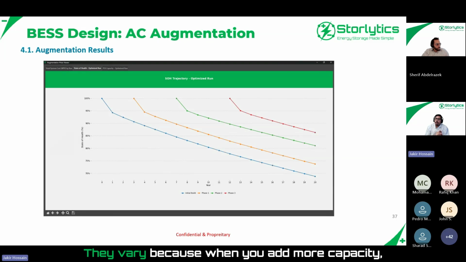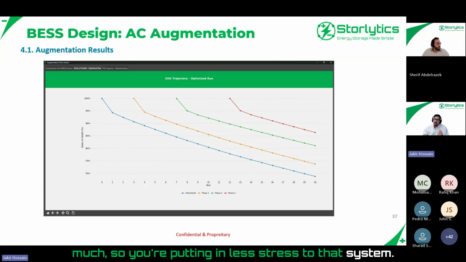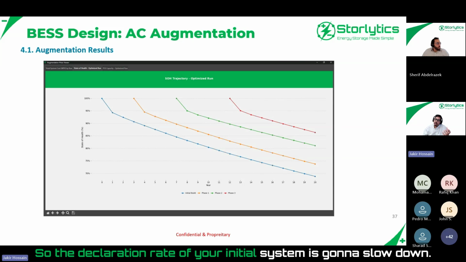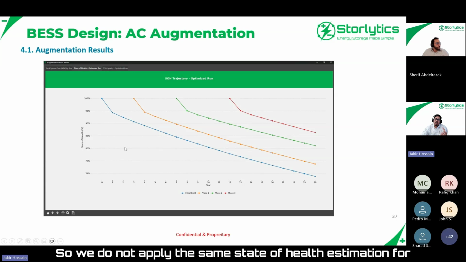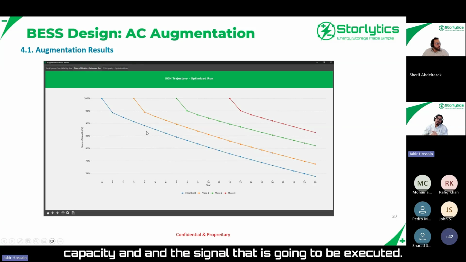They vary because when you add more capacity, you actually are not stressing your initial system as much. So you're putting in less stress to that system. So the degradation rate of your initial system is going to slow down. So that kind of dynamics are captured through the augmentation optimizer. So we do not apply the same state of health estimation for all the different phases. It's derived based on the system capacity and the signal that is going to be executed.